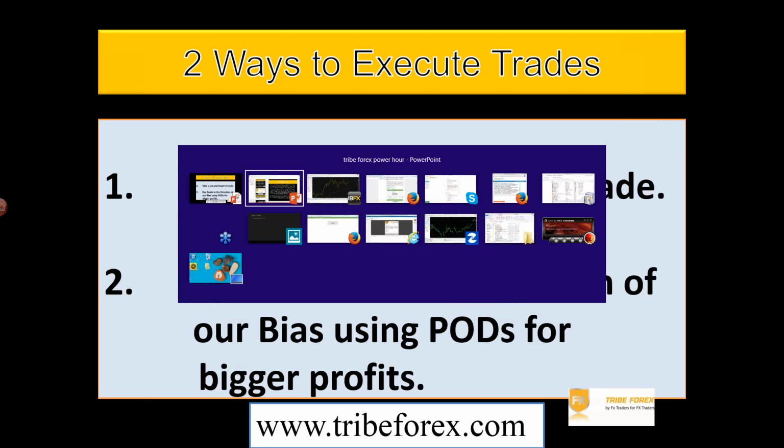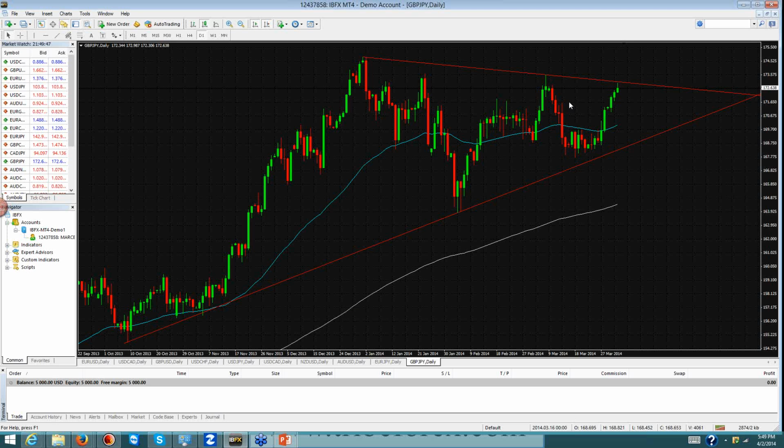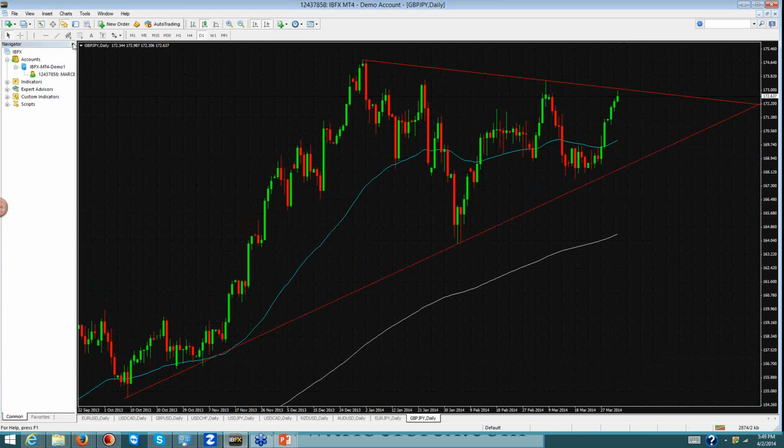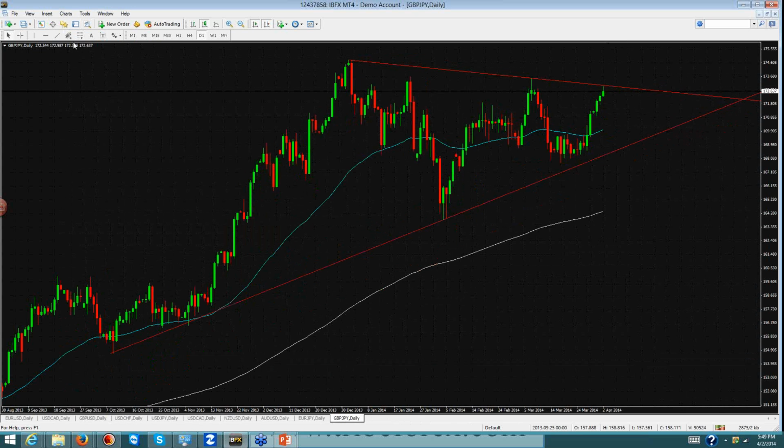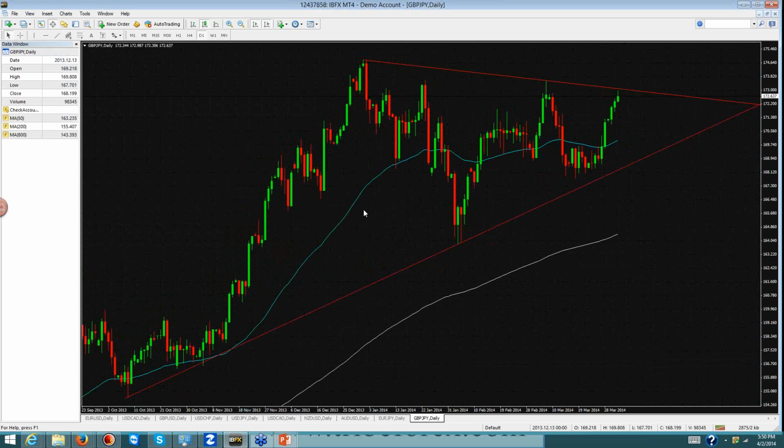Let's go ahead and take a look at the charts here. We've got the charts open. I don't need this, I don't need that, I don't need this either. I do need this data window. I'm going to start with the euro dollar.